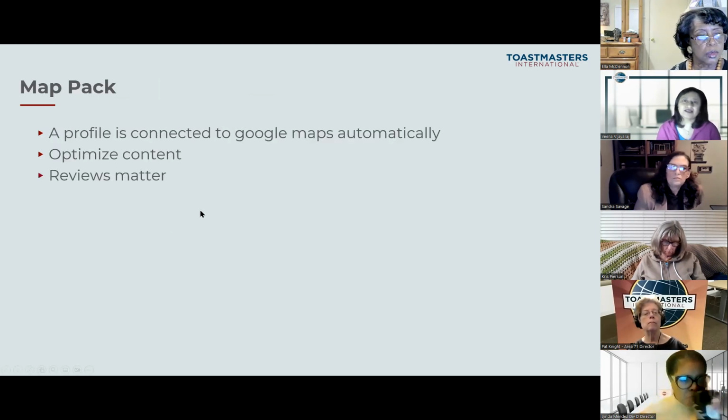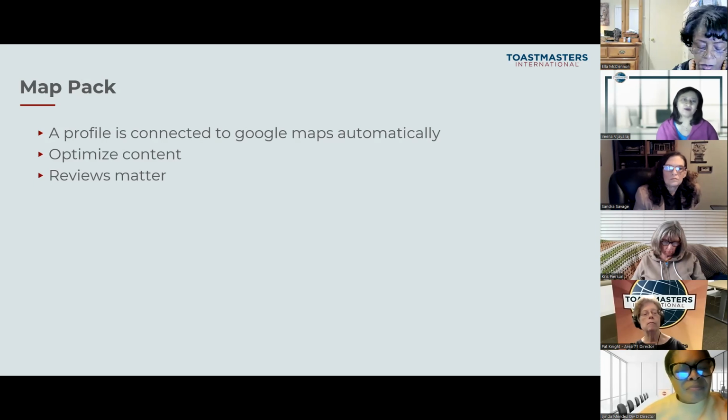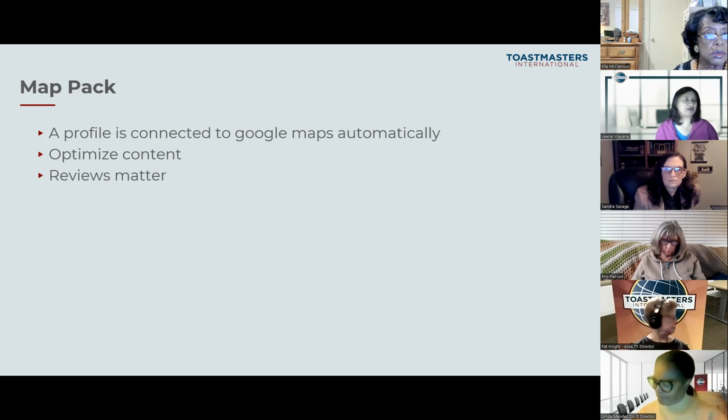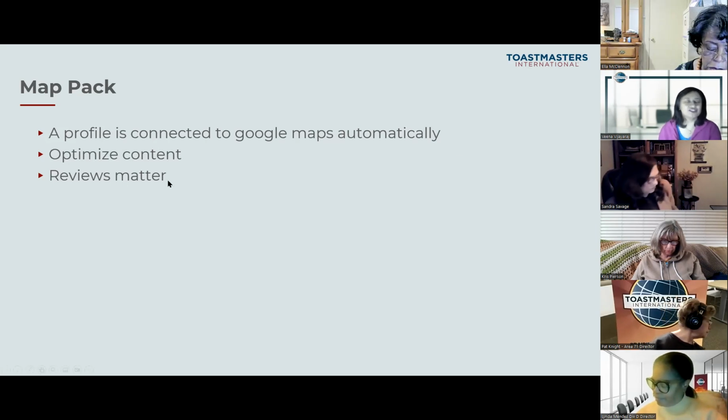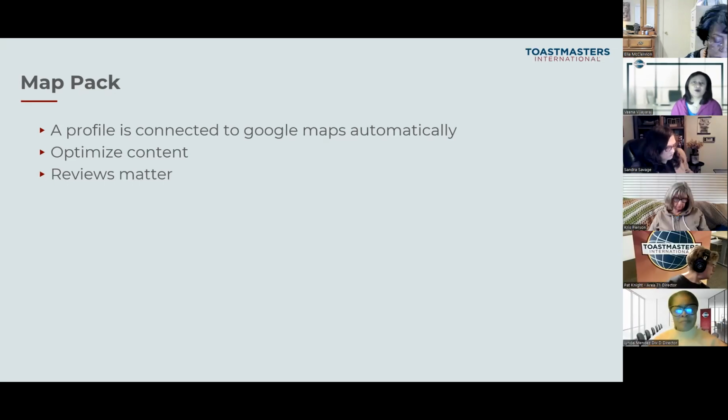So the map pack is what I showed you. We have the map, we have the ratings, and we have content. I'll tell you what it means to optimize content in a little bit. Once you optimize your content, people will show up and your ratings will go higher. It's all about what you put on your page.